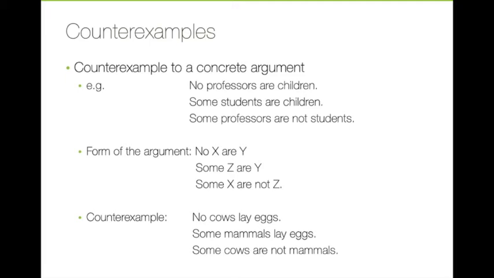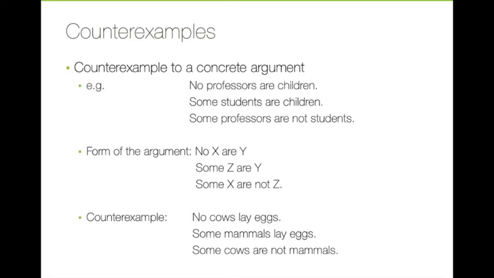So this argument has the form: no x are y. So x was professors and y was children. Some z are y. So z is students. And then from that, the argument concludes that some x are not z. To construct a counterexample, we need to make up a substitution instance that makes the premises true and the conclusion false. So we need to come up with terms to substitute in for x, y, and z such that the first two statements are true and the last statement is false.